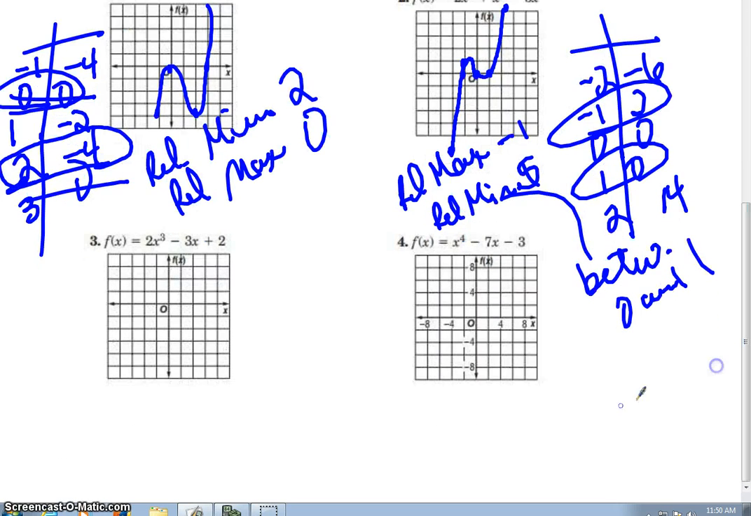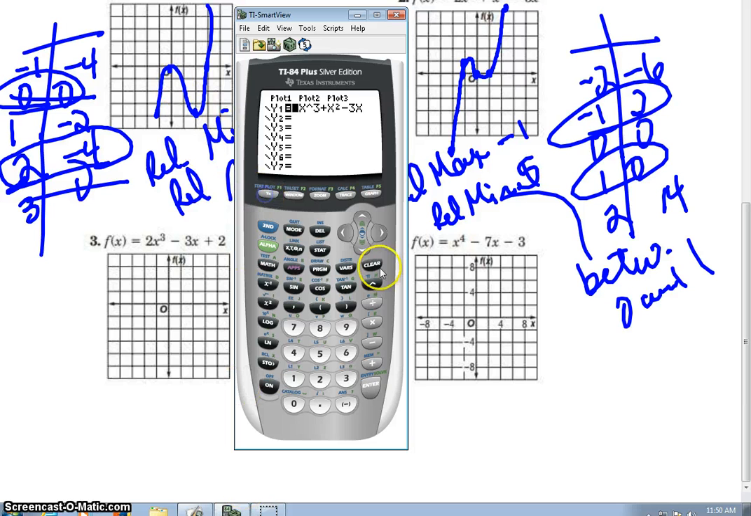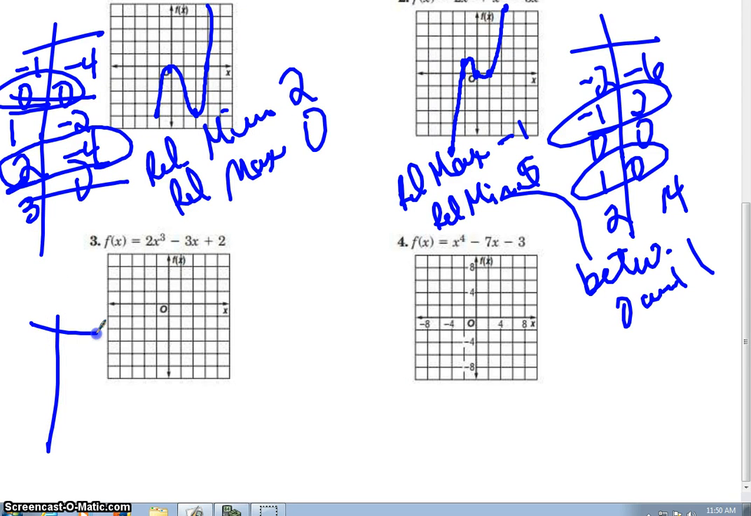All right, let's try number 3. Go to y equal, clear it out, and we're going to say 2x to the third minus 3x plus 2. Just take a glance at our graph. I do have a relative min, I do have a relative max. So let's go to our table. And let's put our numbers from the table over here on our paper. So we have negative 2, negative 8, 1, 3, 0, 2, 1, 1, 2, 12.